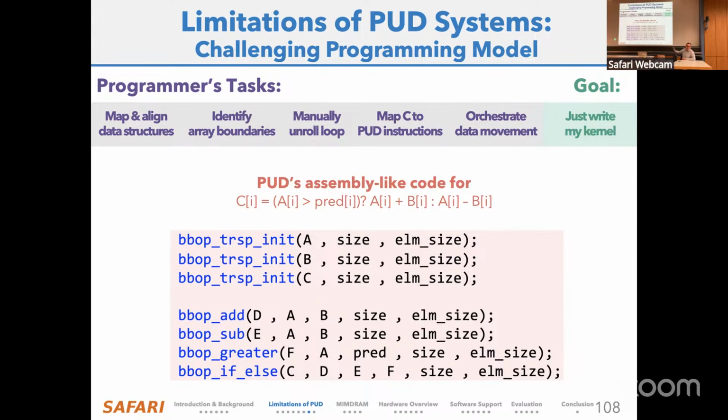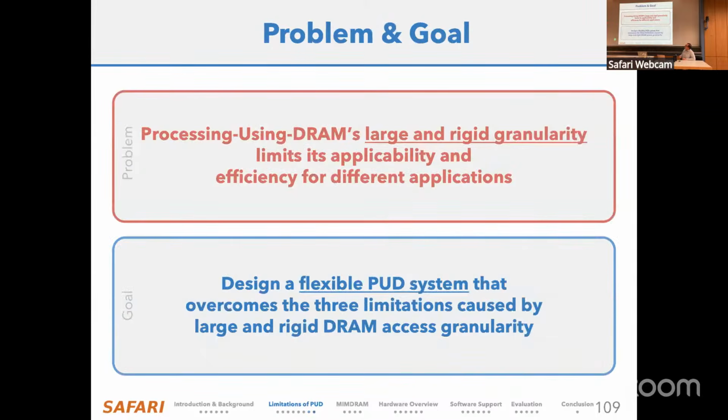Again, you can read the paper, look at the source code. Source code is all online also. But what the programmer wants to do is none of this. They just want to write their kernel. And they don't want to be aware of any of this. That's the general programmers in the world. So that's what the goal of this work is.